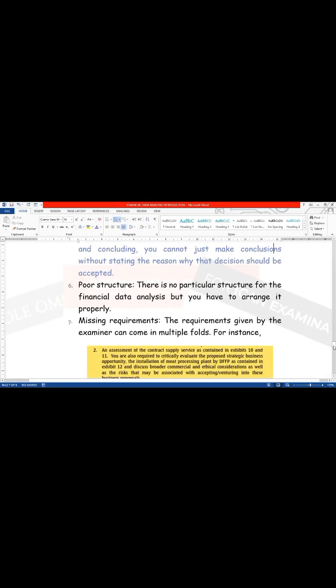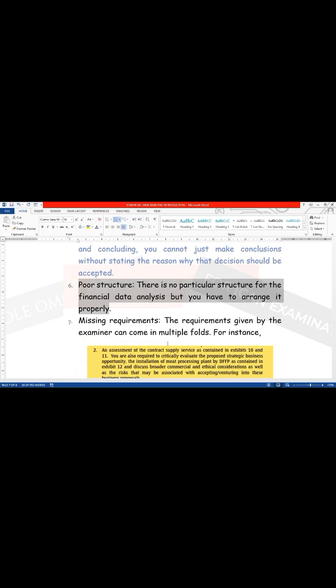Poor structure. There is no particular structure for the financial data analysis, but you have to arrange this properly. Now, in this our question, we're told to look at contract supply service from the shop, and we're told to look at the installation of the integrated meat processing plants, right? So you cannot be talking about contract supply service, then you go into installation of meat processing plant, then you come out from there, you enter contract supply service, you stop there, everything is just smuggled up. I can't even at a glance, or even reading it in 10 minutes, I have to spend hours reading your report before I can deduce what you're trying to say.